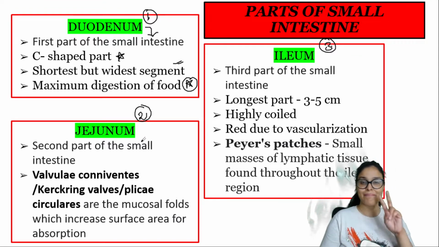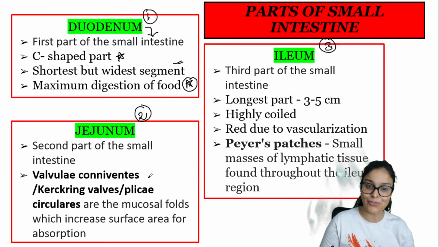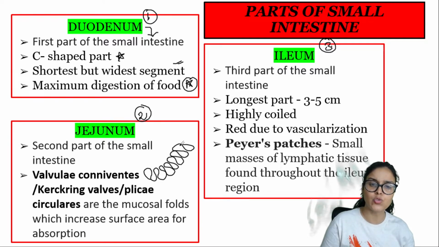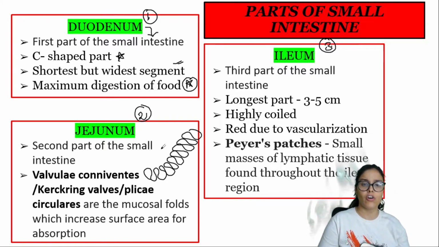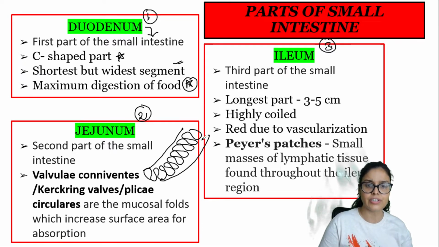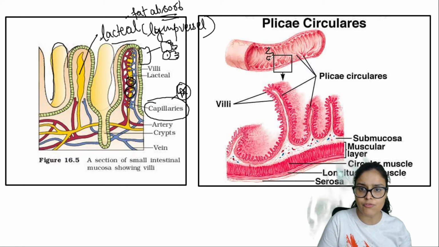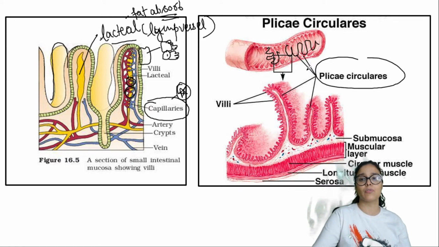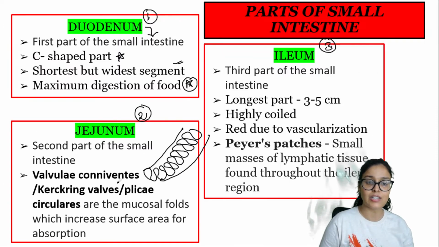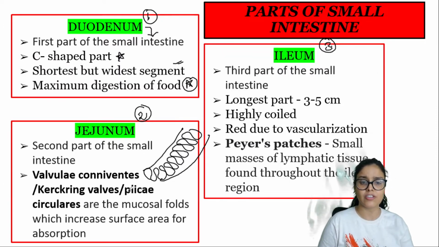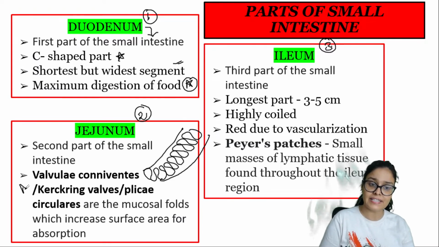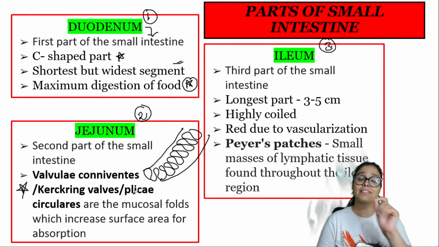Jejunum is the second part of small intestine, and its wall has huge folds. So obviously suppose this is the inner layer, the inner layer has this kind of fold as we can see in the diagram. Can you see this fold? Can you see this membrane fold? So this is known as plica circularis. So plica circularis, valvulae conniventes, Kerckring valves, all are the same. All are those folds in the jejunum.